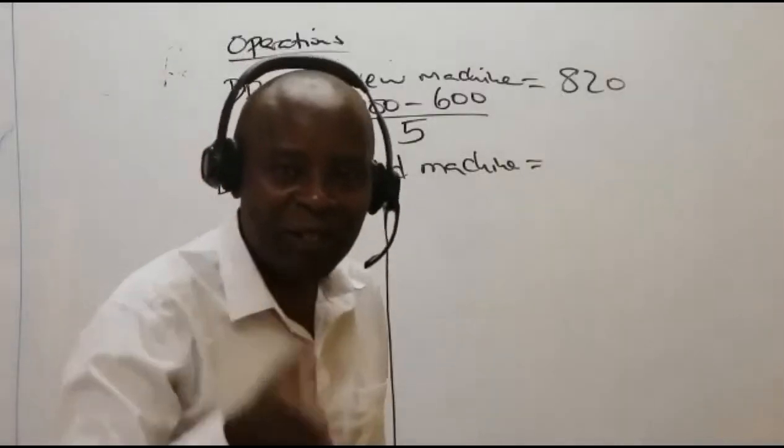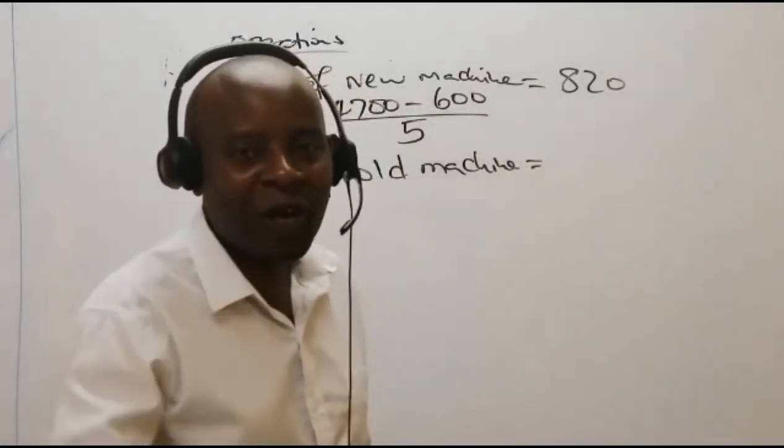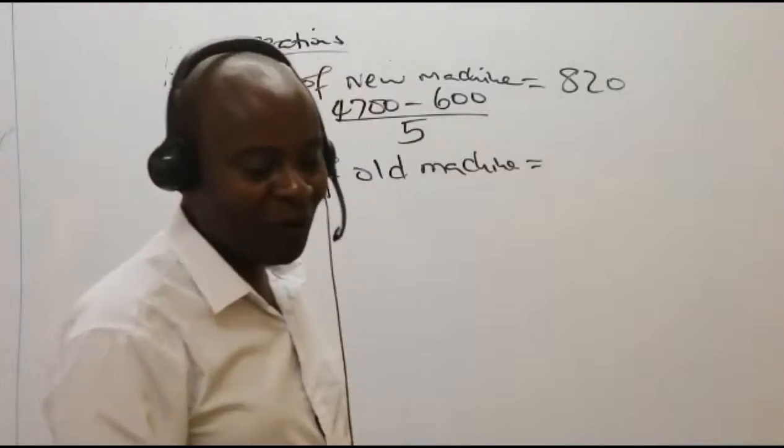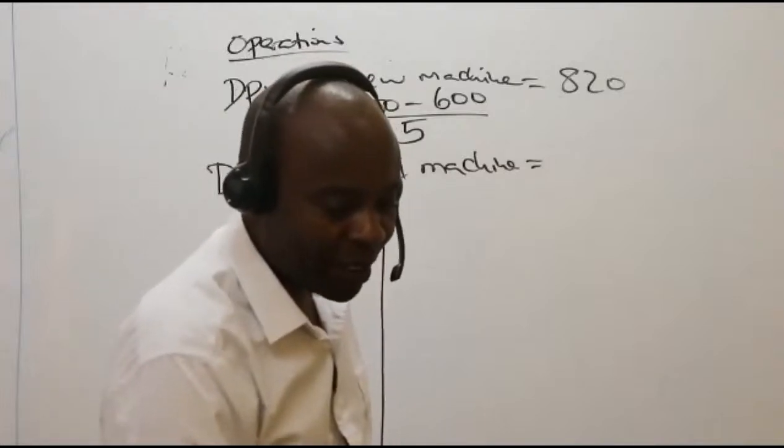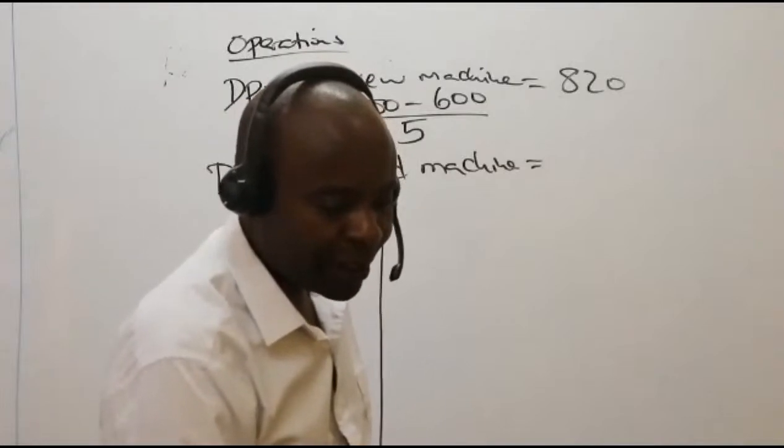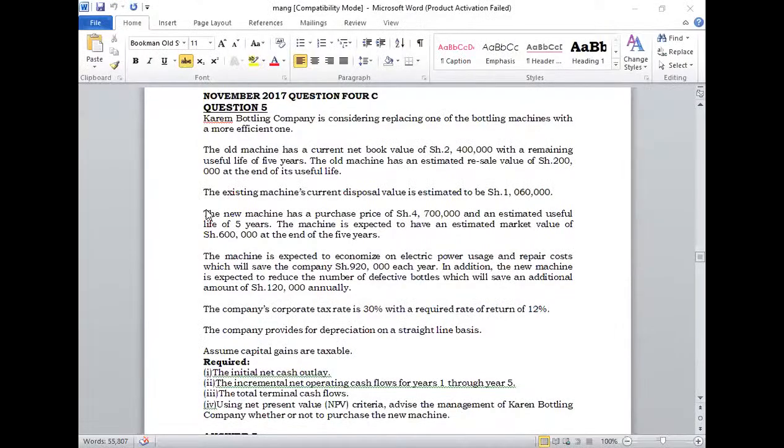Look for the initial cost, look for its scrap value, and divide by the number of years. So, ladies and gentlemen, what do we have here? We have the old machine. The old machine has a net book value of 2.4 million with a remaining useful life of 5 years. The old machine has an estimated resale value of 200,000 at the end of its useful life.